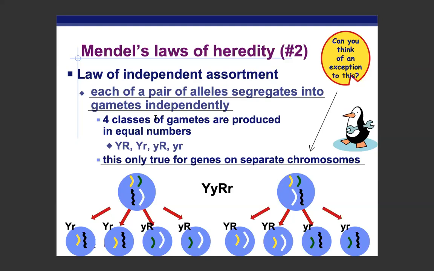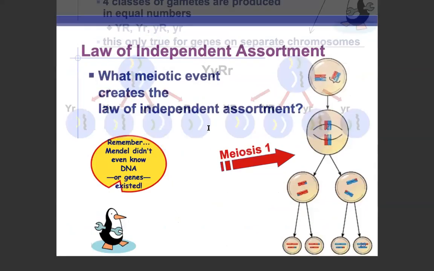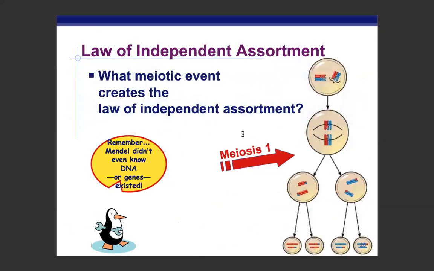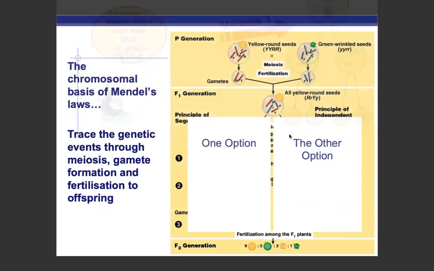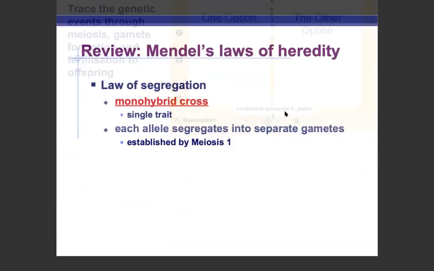The most important part that you need to know about this law of independent assortment is that, in general, each of a pair of alleles segregates into gametes independently of another pair of alleles. So the allele that a cell receives for one trait doesn't affect the allele that a cell receives for another trait. And meiosis 1 also creates the law of independent assortment. You can look through this and understand how meiosis, gamete formation and fertilization lead to the variation in the offspring.